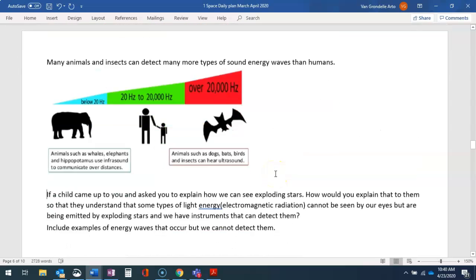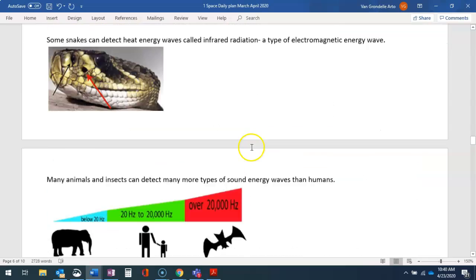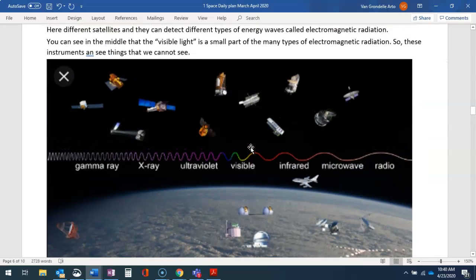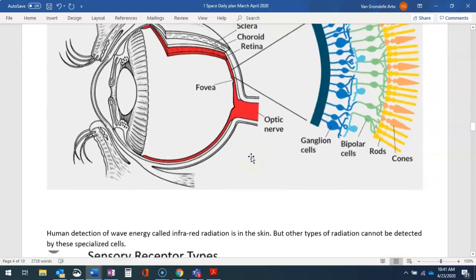One thing I did not mention here is that when these instruments detect electromagnetic radiation, we use computers to change that to a photograph. We change these electromagnetic wavelengths that we cannot see into our visible light wavelengths on a photo so that we can see what was captured in these photos. Okay, that's that for now.